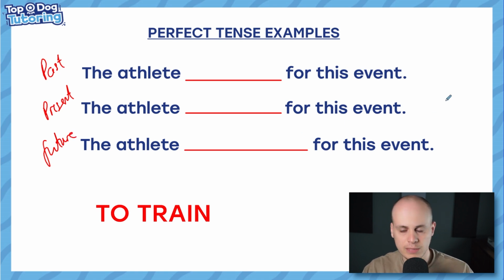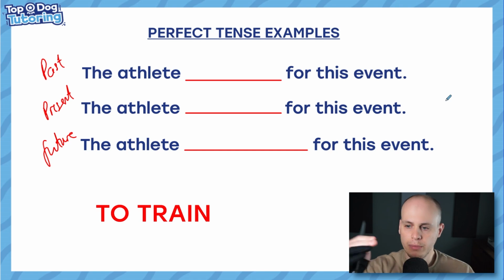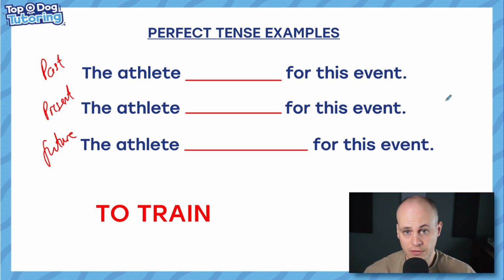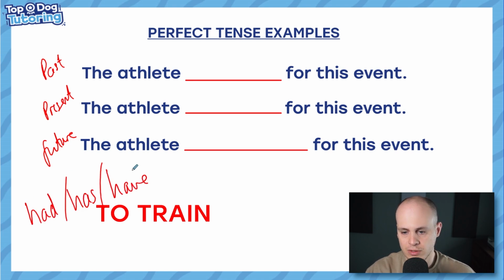So I want you to actually pause the video for a minute and think out loud, what would we be putting in these gaps to make them in the past perfect, present perfect, and future perfect? Okay, so firstly, we remember our rule, don't we, of using had, has, or have with the word will if needed, okay? So had is for the past, so I want to use had here.